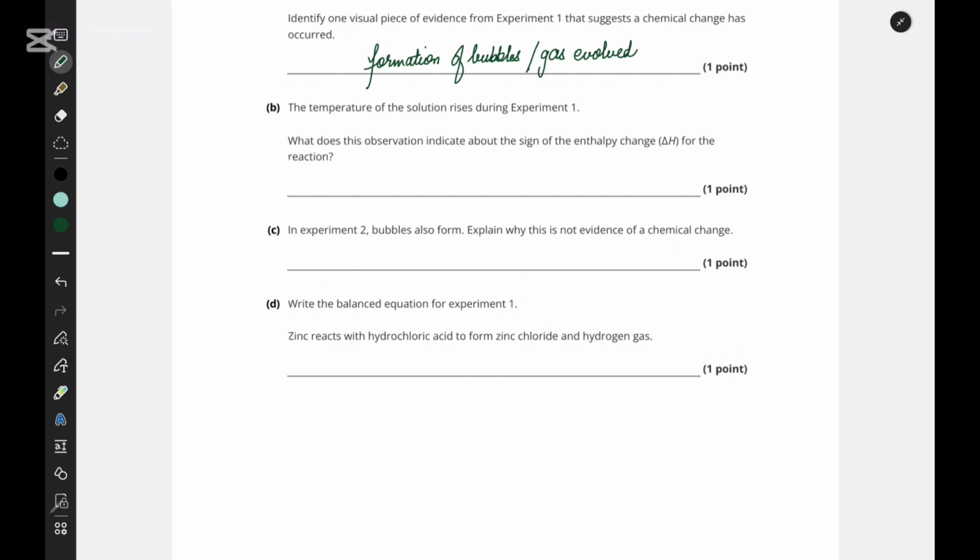The temperature of the solution rises during experiment 1. What does this observation indicate about the sign of enthalpy for the reaction? It shows that the reaction is exothermic. Why is the reaction exothermic? Because we can see that delta H is negative.